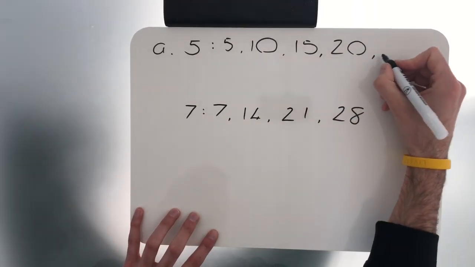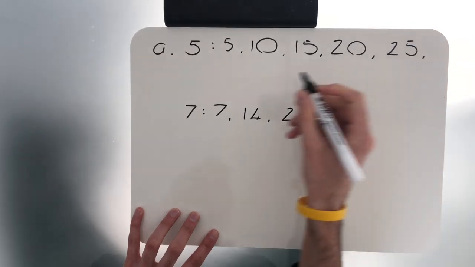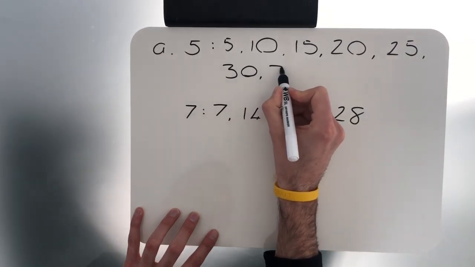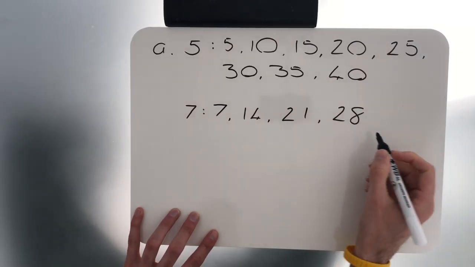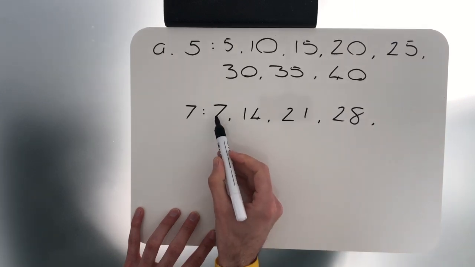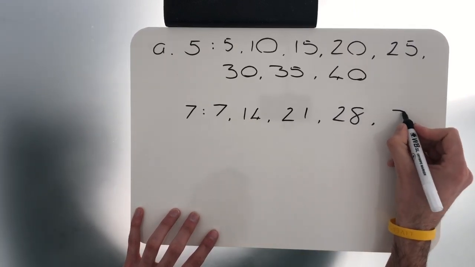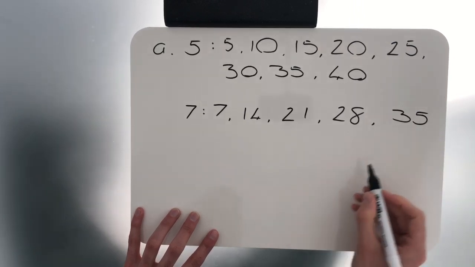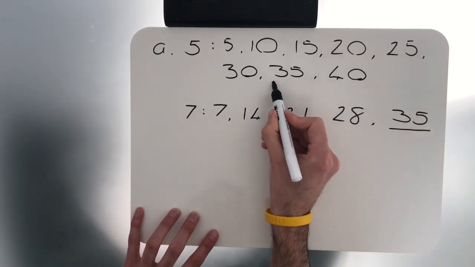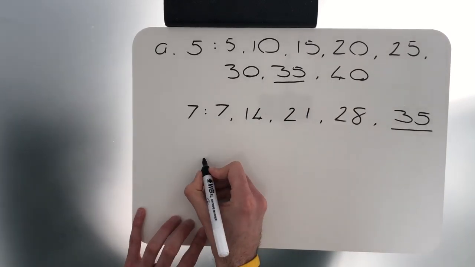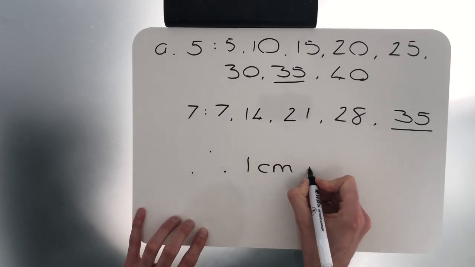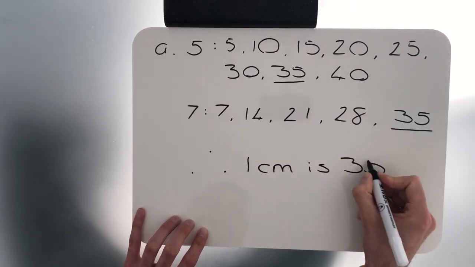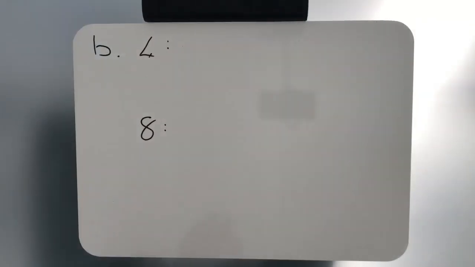So let's just keep going a little bit further. So that's going to be 25, 30, 35, and 40. So let's just continue with our 7 multiplication table. So we had 7, 14, 21, 28, 35, and then if you look there, we've got the number 35 here and the number 35 there. So 3 dots in the shape of a triangle just mean therefore LCM is 35.